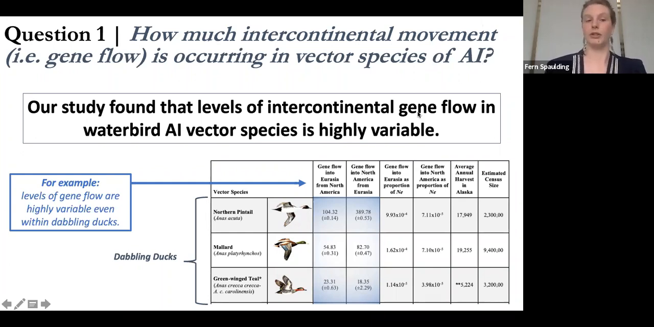Our study for chapter 2 found that levels of intercontinental gene flow in waterbird avian influenza vector species is highly variable. For example, the level of gene flow is highly variable even within dabbling ducks, and this is a subset of the previous table that we looked at, where we can see that even in dabbling ducks, northern pintails have a very high magnitude of gene flow occurring, with nearly 400 individuals per generation, where green-winged teal have much more moderate levels of gene flow between 23 to 18 individuals per generation. So there's high variability even within dabbling ducks.